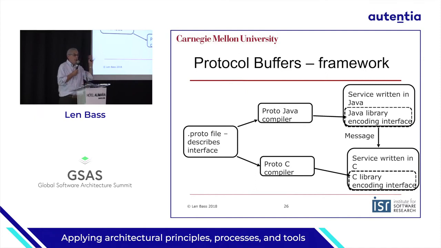So I have a proto compiler for C. I have a proto compiler for Java. I write one service in C and the other service in Java. And the compilers produce libraries that get integrated into the system. That arrow should be double-headed because you call and have a response. So messages go both ways, and you can pass messages.